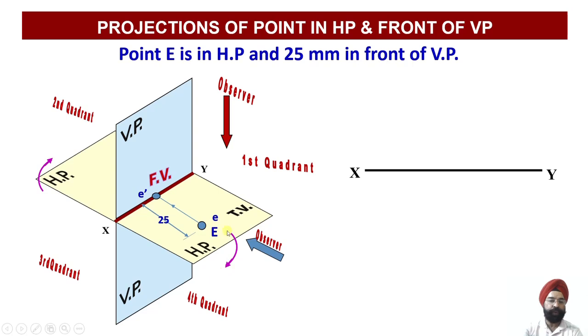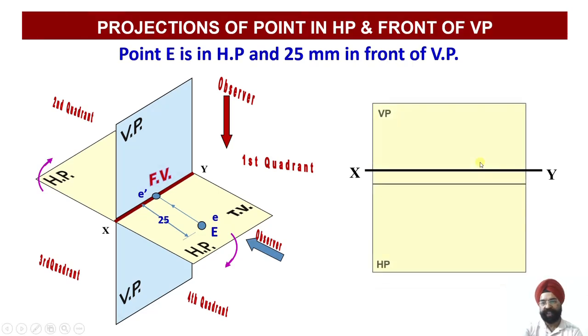So what we have to do, once again, rotate this downwards. So keep the needle of the compass here, keep your pencil here, rotate it downwards. And how much? 25 mm is to be the radius of this. So you need to draw this vertically over here, 25 millimeter. So front view will lie on the XY line, whereas the top view will lie 25 millimeter below my front view. So please check this out.